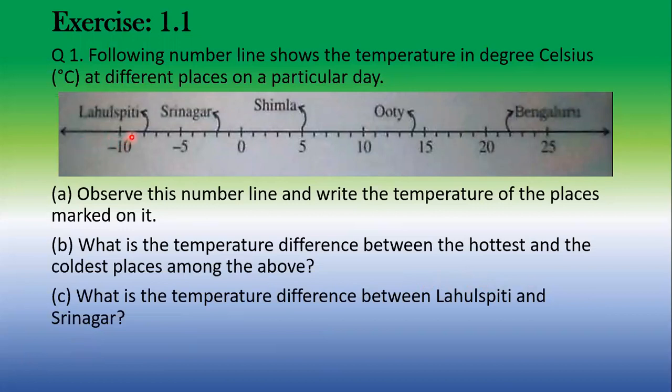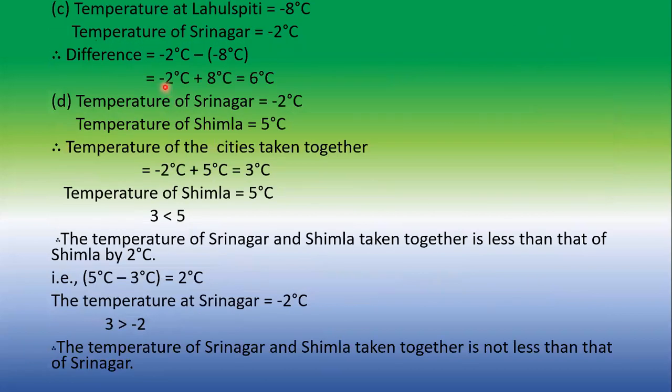Okay. Lahul Spiti's temperature is minus 8 degrees Celsius and Srinagar it is minus 2 degrees Celsius. You will see the difference. Lahul Spiti minus 8 and Srinagar minus 2. Difference here also, which is greater number? As I told, as we move to the left side of the number line, the value of the integers decreases. And minus 8 is to the left of minus 2. That is, minus 2 is greater, right?